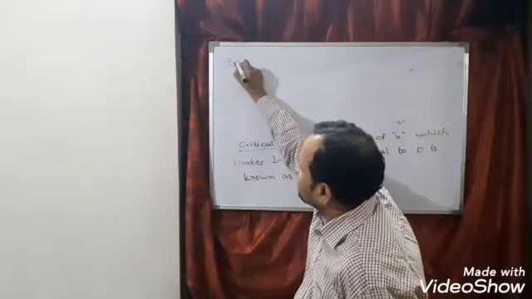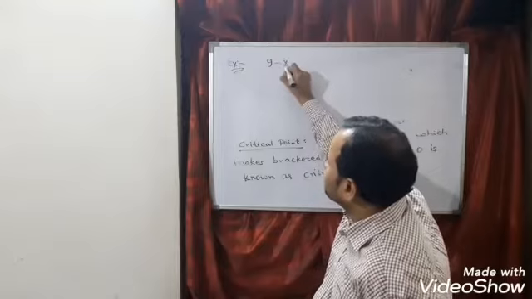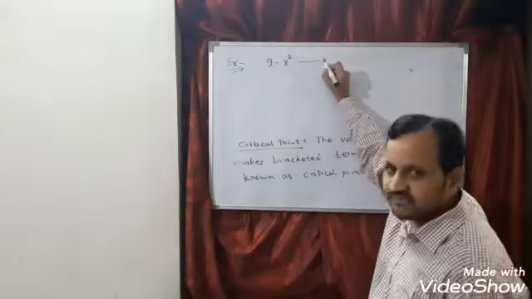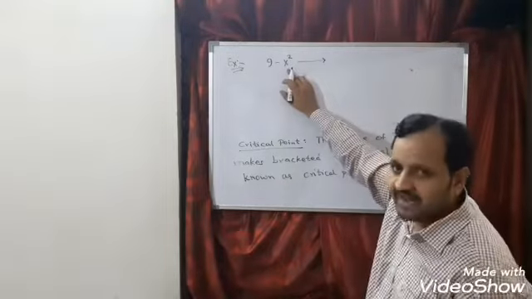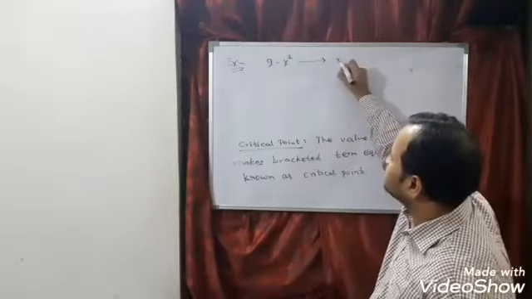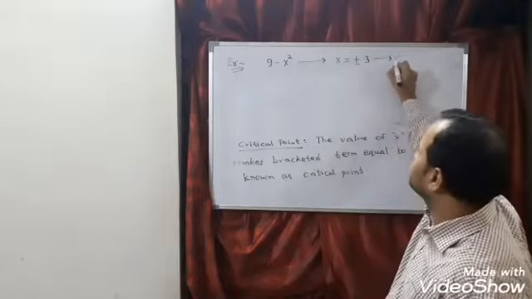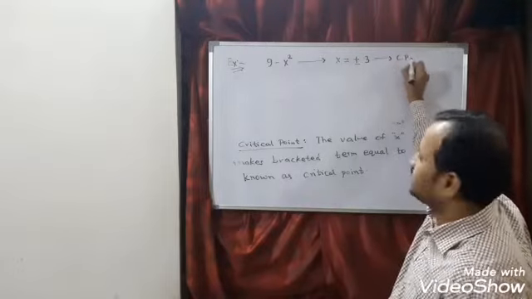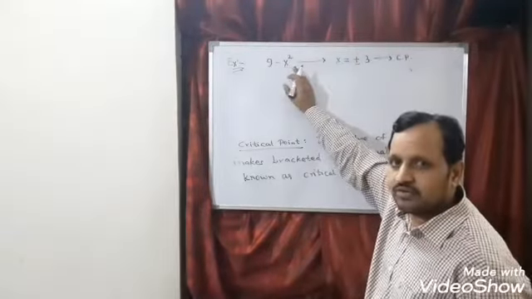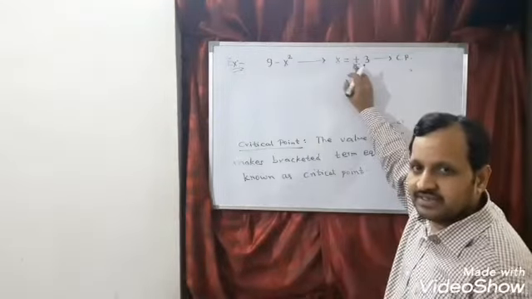For example, if I say, let us take 9 minus x square. So what is the critical point here? What is the definition of critical point? For what value of x will this become 0? So I can say x is equal to plus minus 3. So this point is said to be the critical point. So what you have to do is equate this term equal to 0. So the value of x will give the critical point.